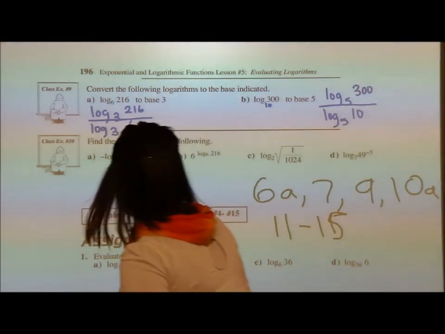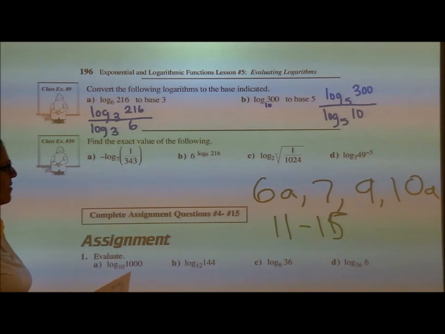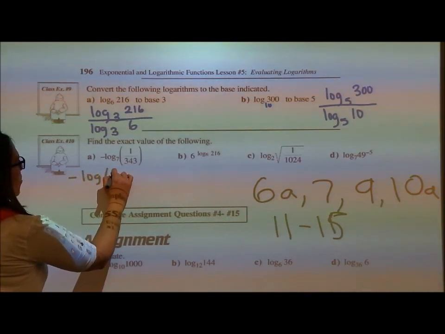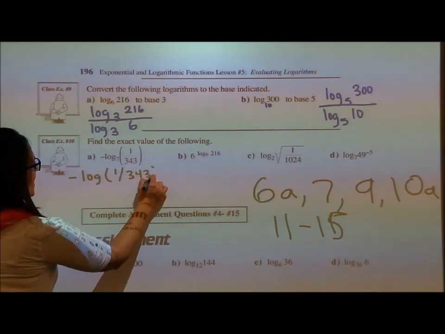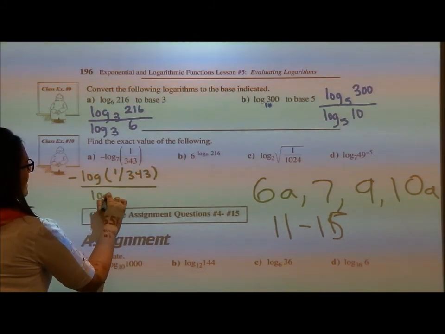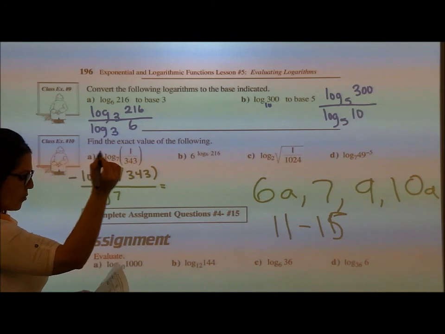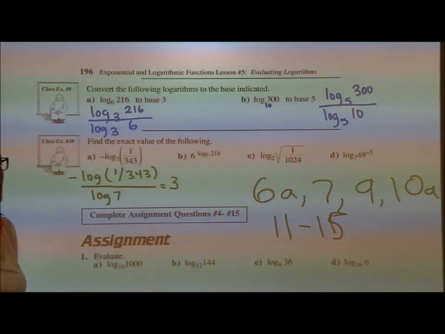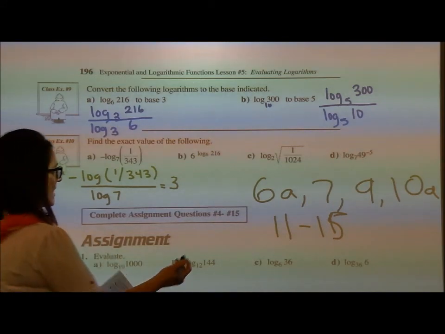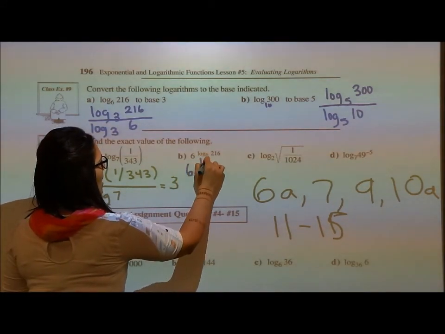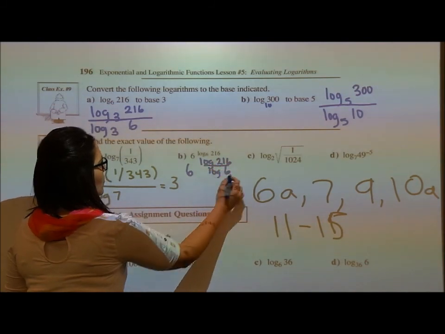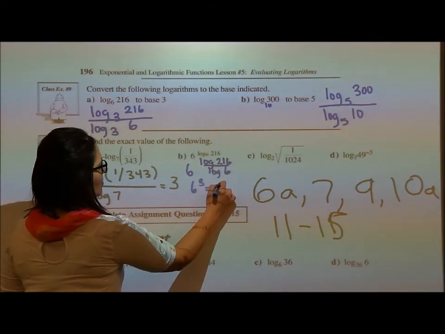So negative log 7 over 343, if I was to put that into the calculator, it becomes negative log 1 divided by 343 divided by log 7, which ends up equaling positive 3. With B, I would probably do the log separately. So log 216 divided by log 6, which is 3, and I get 216.